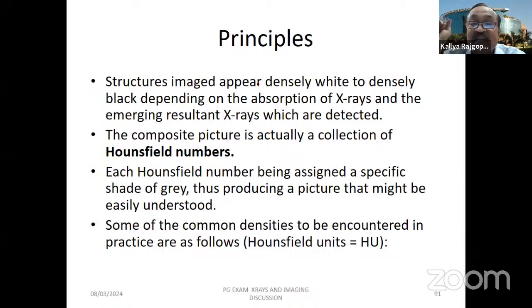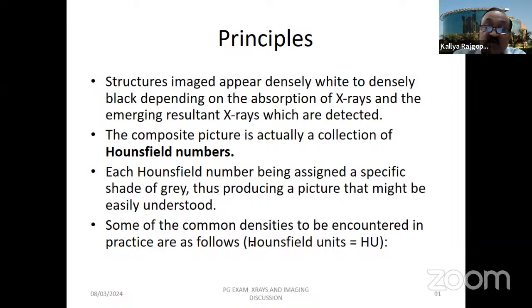You should know that Hounsfield is the person. He is British, an electrical engineer, who shared the Nobel Prize. I forgot to tell who the other person along with him was. Way back in, I think, 1979, he got the Nobel Prize for this invention of the CT scan.